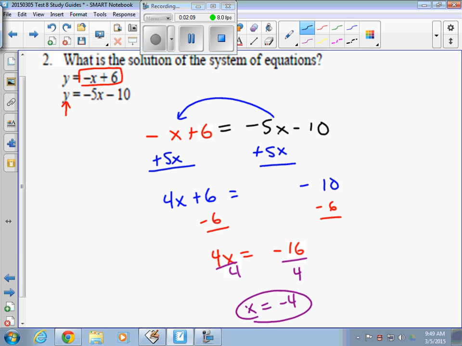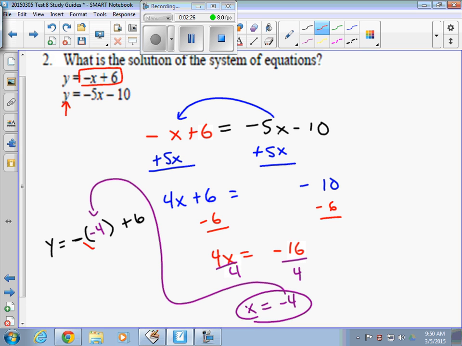Take one of your equations, go back to the top one if they look the same, and in place of x, plug in -4. Now it says negative already. Then we're plugging in the x value plus 6. And that x value we found was -4. So a negative times a negative is a +4. That'll be the mistake you might make. y is 4 plus 6, or y is 10.